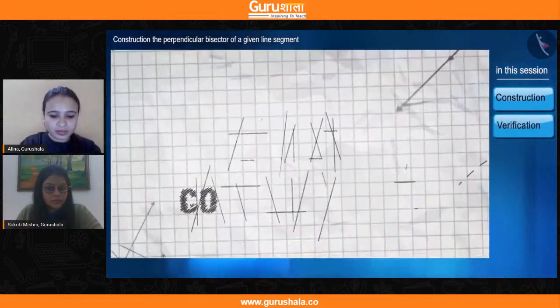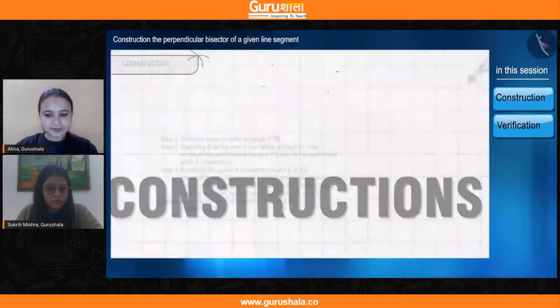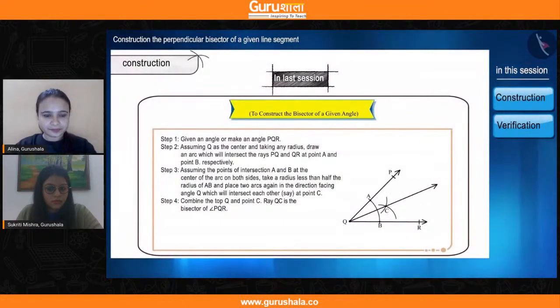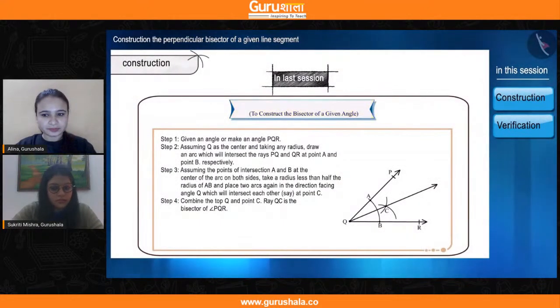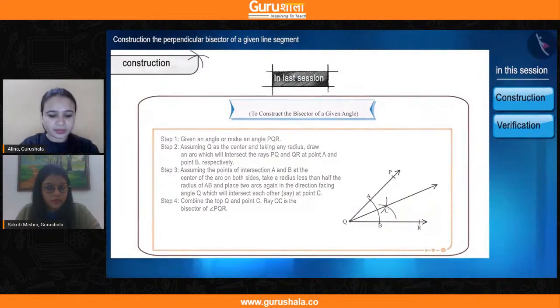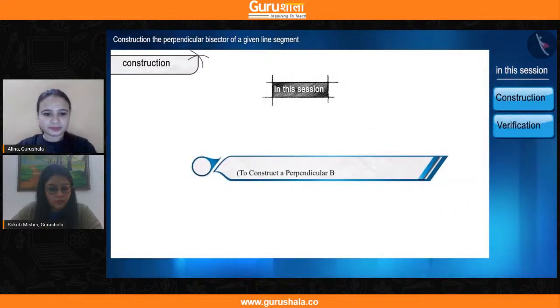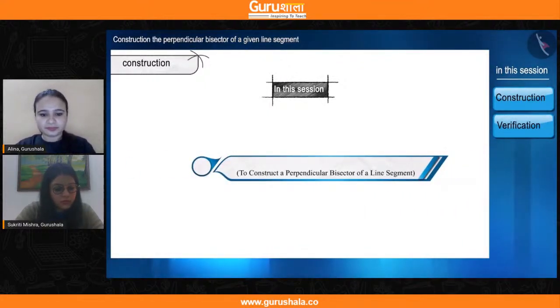Hello, friends. Welcome to this session on constructions. In the previous session, we learned how to construct the bisector of a given angle and also gave proof that the construction we made is right. In this session, we will learn to construct a perpendicular bisector of a line segment and will prove that the construction is correct.